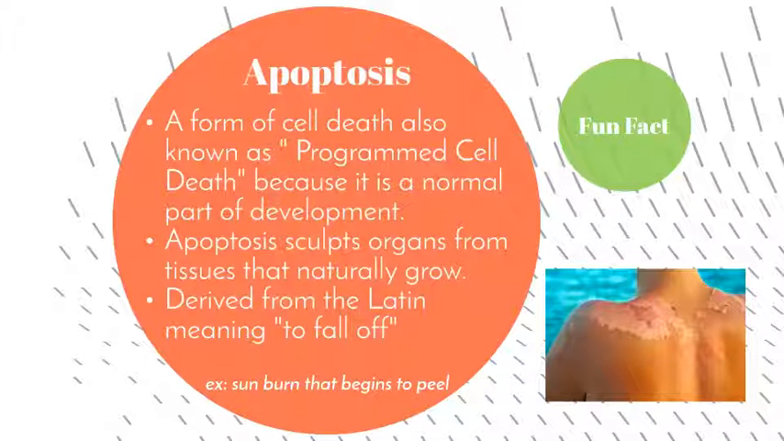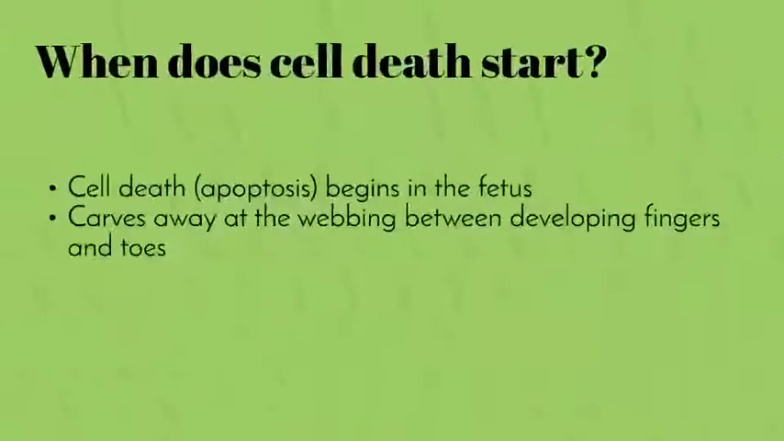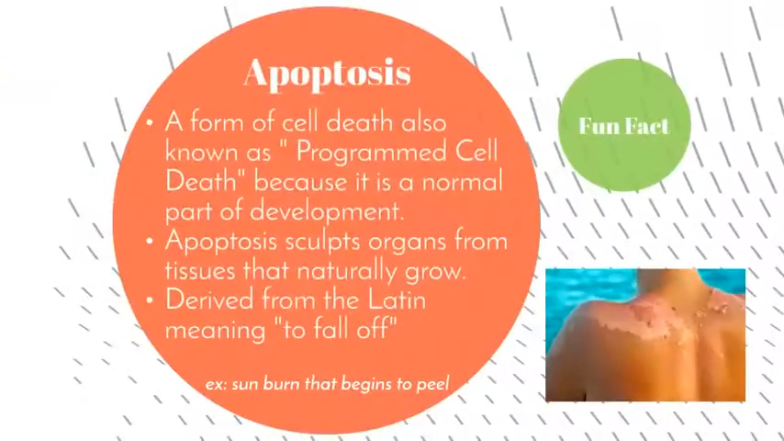So, as you see, sunburn that begins to peel is an example of apoptosis, and I have an image here on the lower right hand corner. And a fun fact is that cell death actually begins in the fetus. What it does is carve away at the webbing between developing fingers and toes.